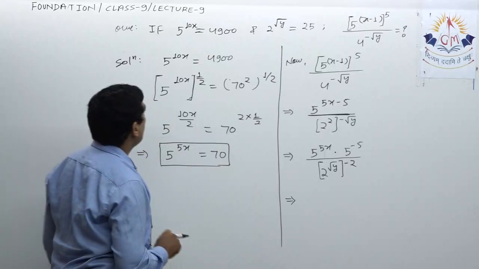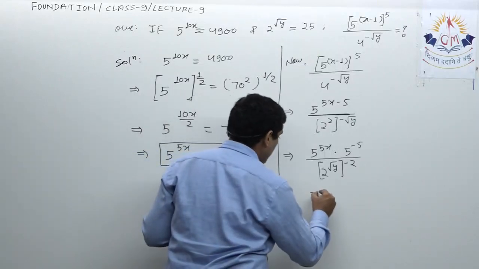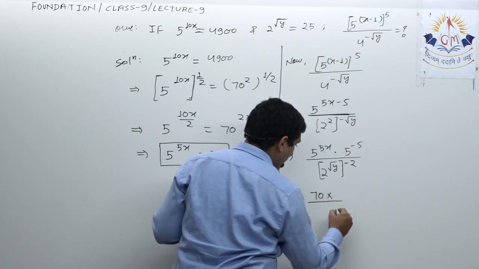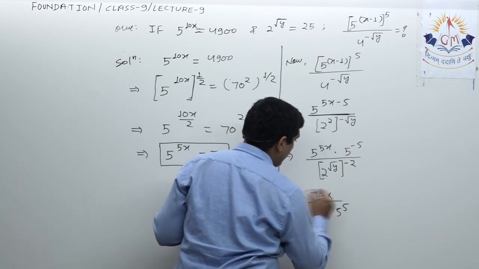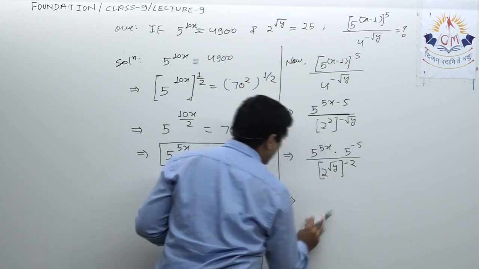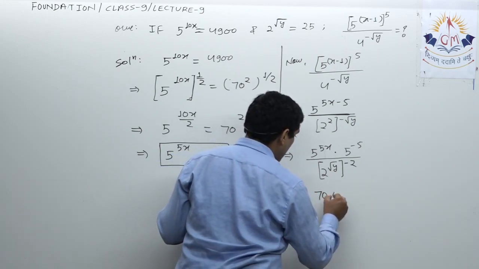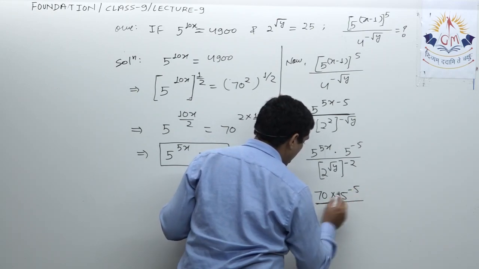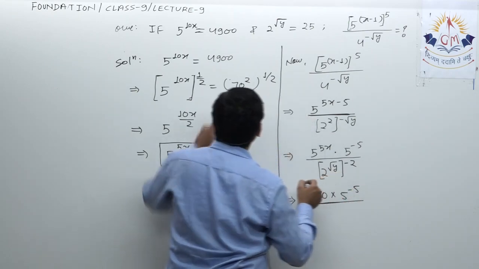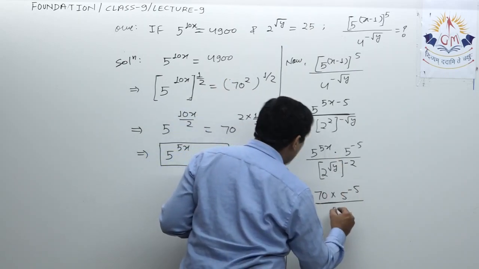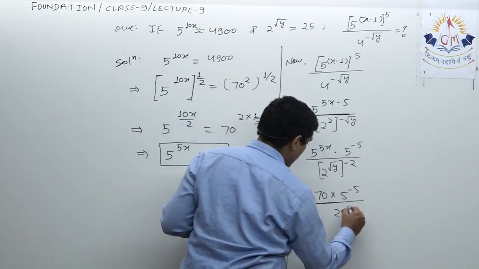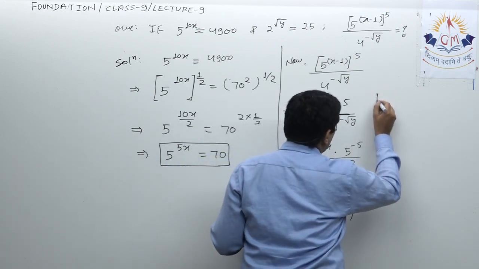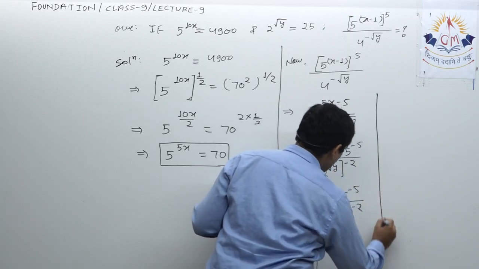Now 5 raised to 5x is equal to 70 multiplied by 5 raised to minus 5. Let it be that only. So 70 into 5 raised to minus 5 divided by, now 2 raised to root y is 25. So here 25 raised to minus 2. Let us see its further solution over here.